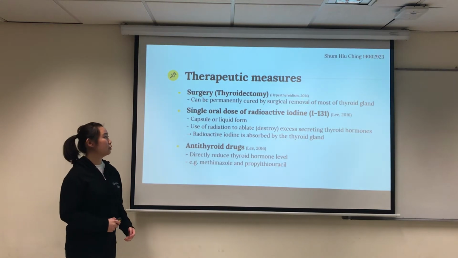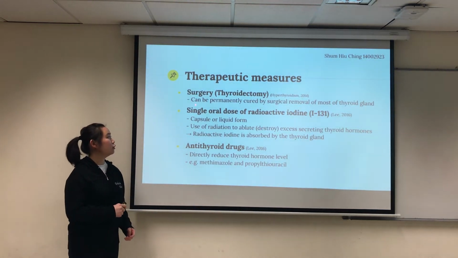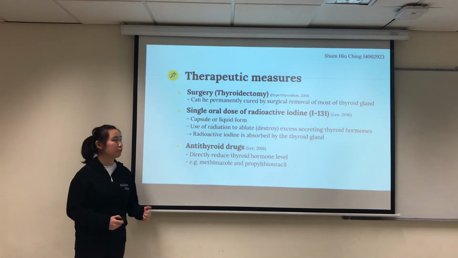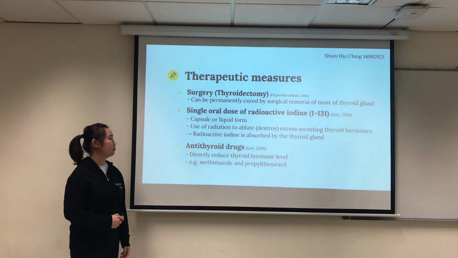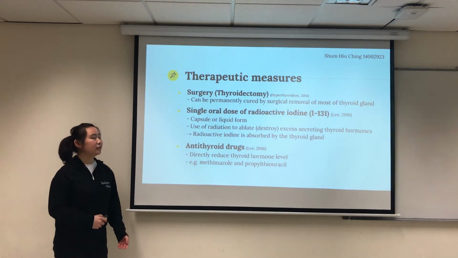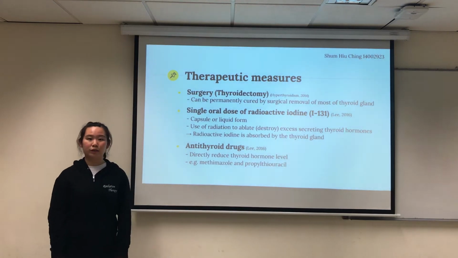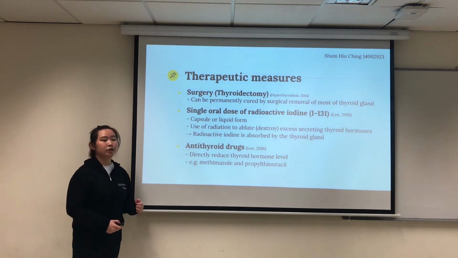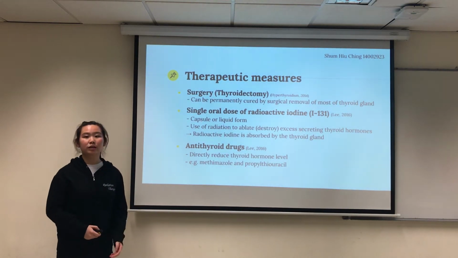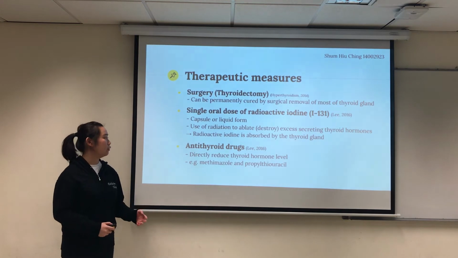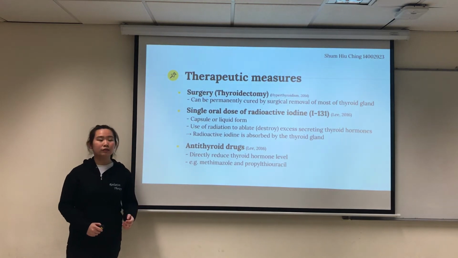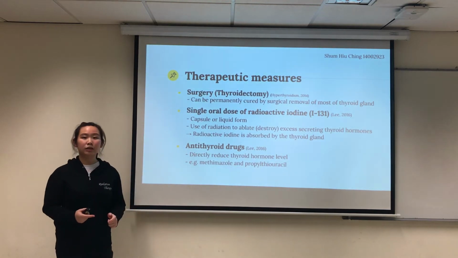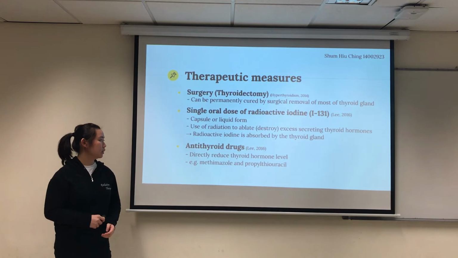For the therapeutic measures, patients can do surgery. Thyroidectomy can permanently cure by surgical removal of most of the thyroid gland. Also, patients can undergo a single oral dose of radioactive iodine-131. It can be in capsule or liquid form. It is the use of radiation to ablate or destroy the excess thyroid hormone-secreting tissue. The radioactive iodine is absorbed by the thyroid gland, as the thyroid gland absorbs iodine to produce thyroid hormone.